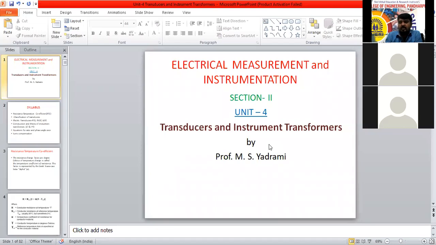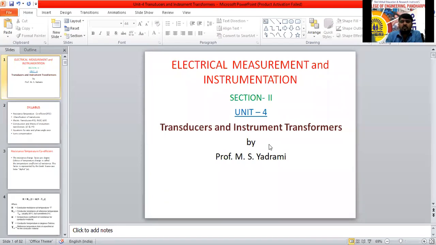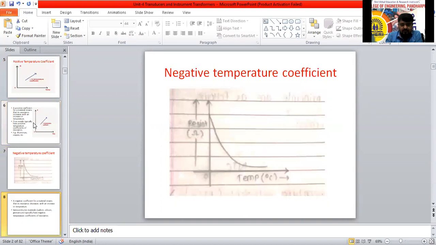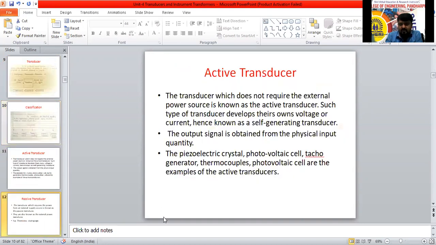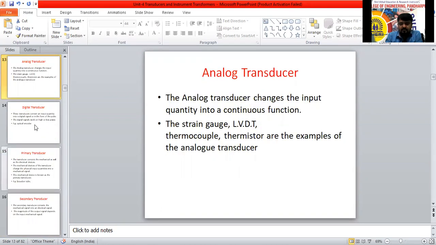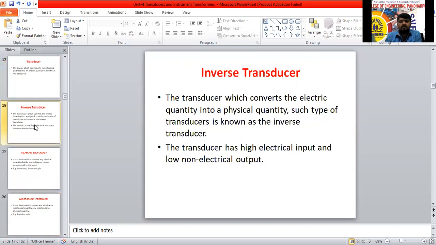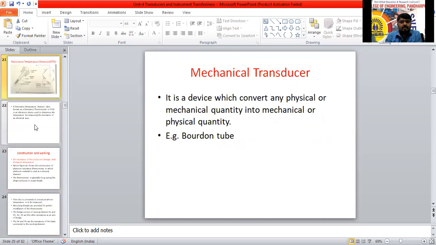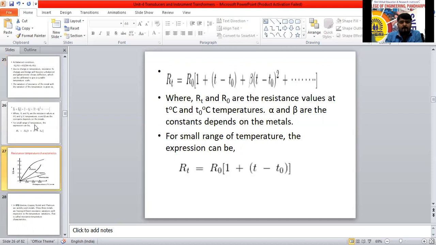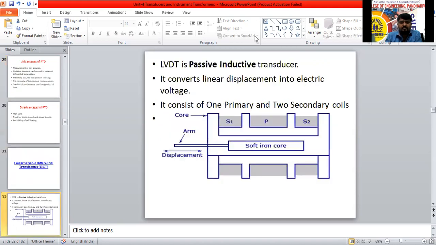In the previous class, we discussed all the transducers. Yes or no? Is it audible, visible, is the screen visible? Anyone reply? Hello. Yes, sir. Okay. Thank you. At least one person replied there.